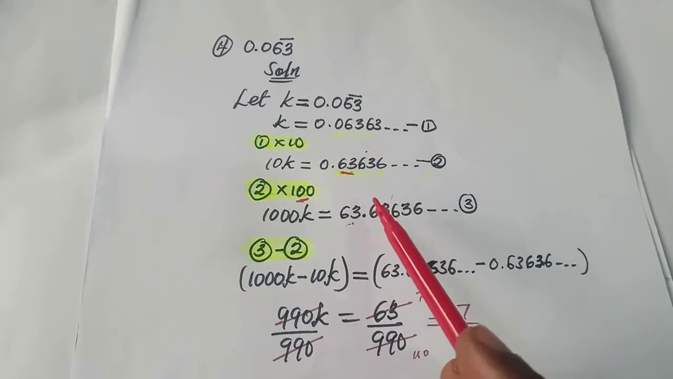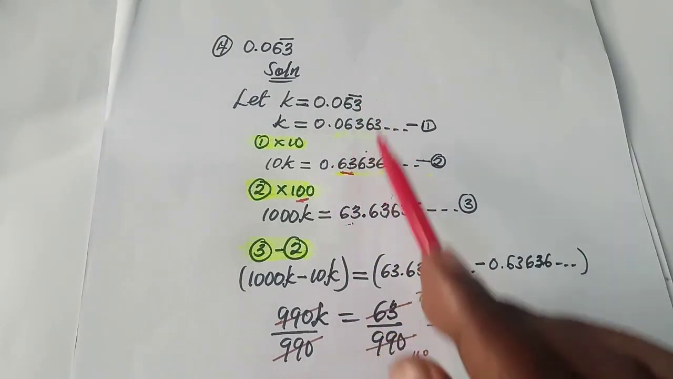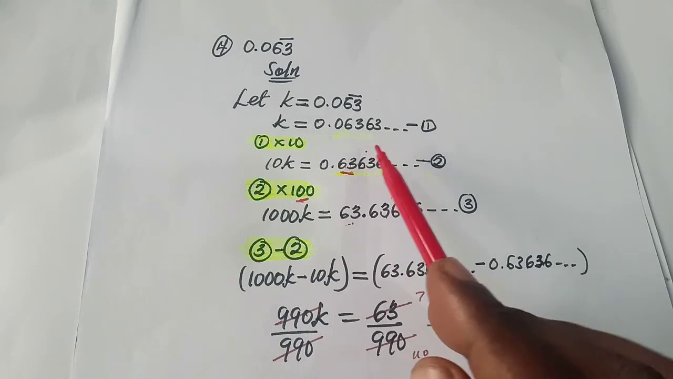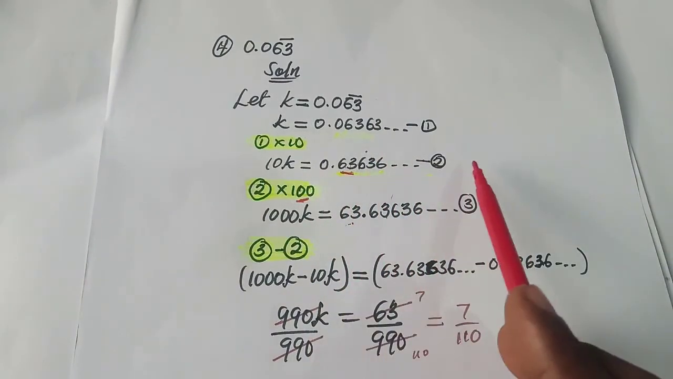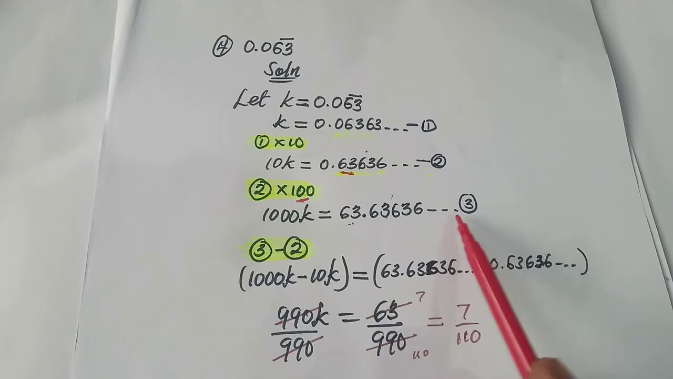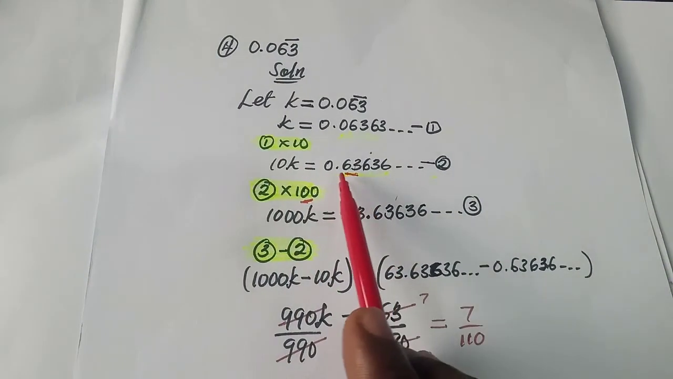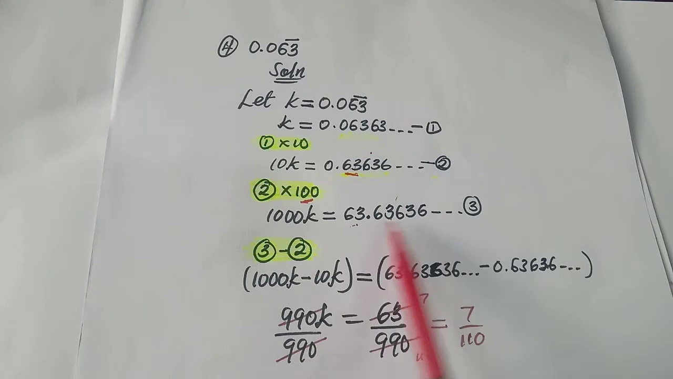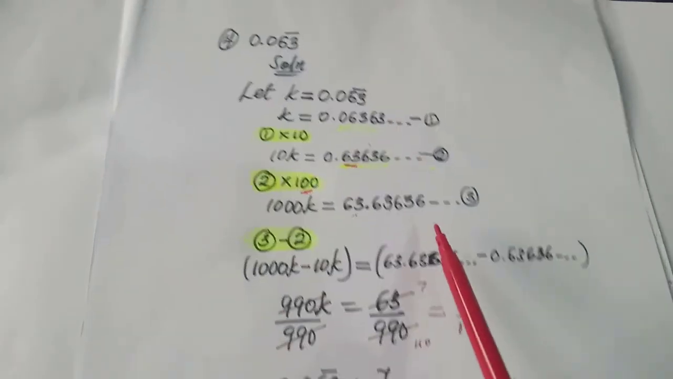You compare them in twos, but you did for the first two, so you should know that the first two won't work. So you can compare equation three and equation two. No one should even tell you. As soon as you get a third equation, you realize that the repeating pattern are the same. All right. So you work with those two equations.